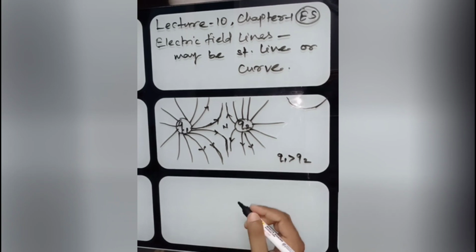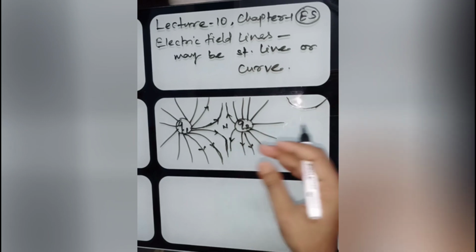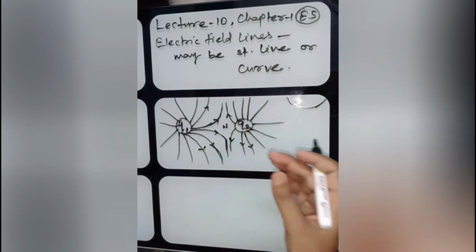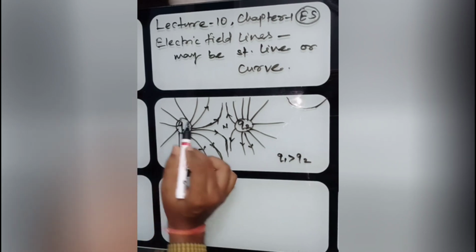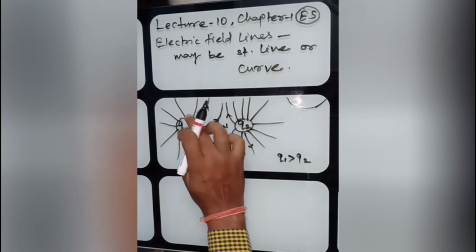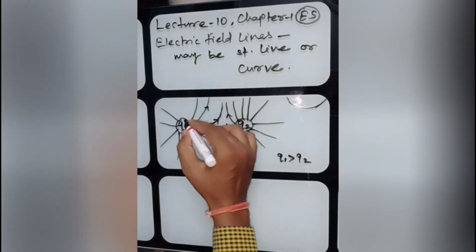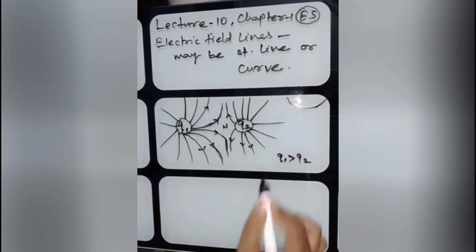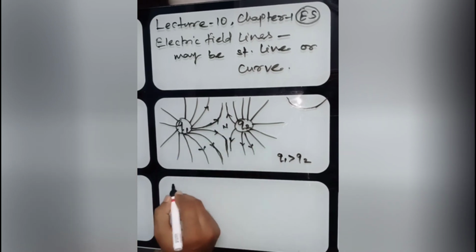Okay, students, now let us consider a few important points that you should note down as properties. Remember, here I have drawn these electric field lines by mistake. Otherwise, if this is a point charge, then the field lines should be perpendicular at each point. Now let us take a few properties, the important points about electric field lines.